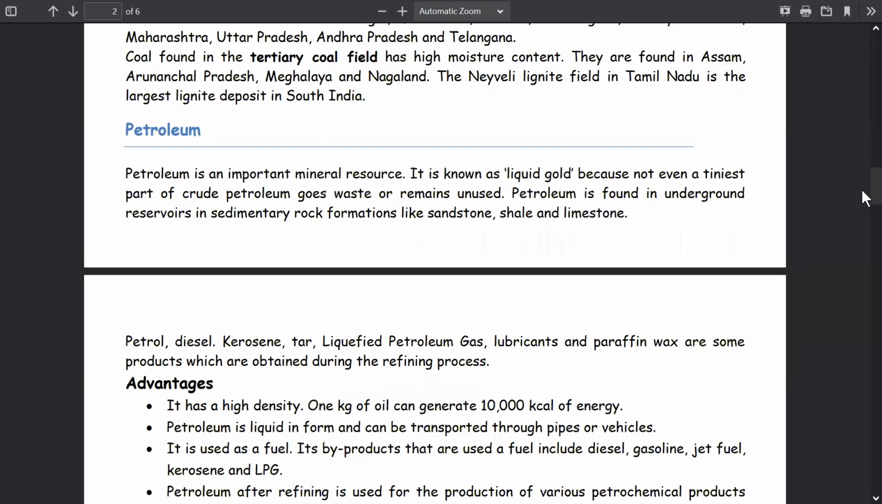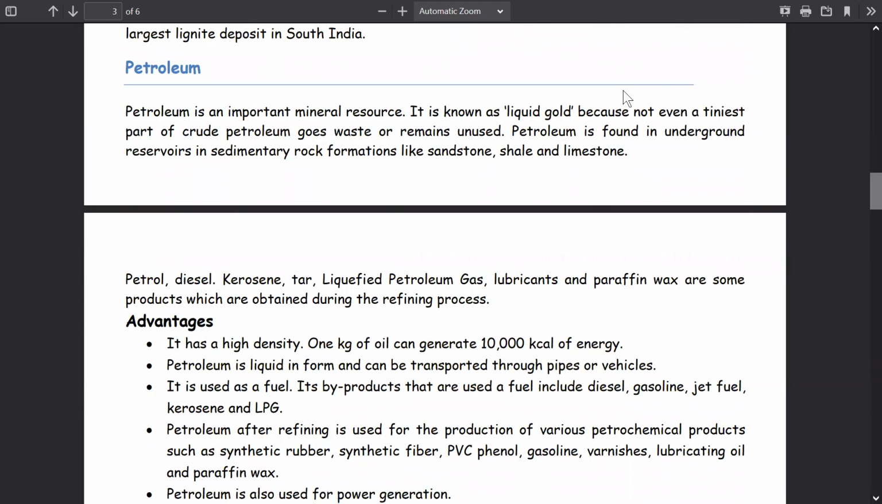Now we have petroleum. Now, what about petroleum? So basically, petroleum is an important mineral resource.